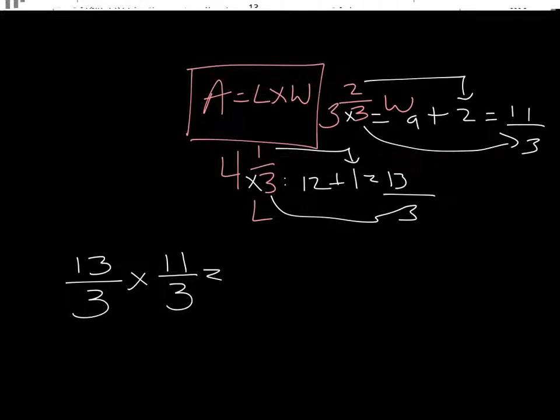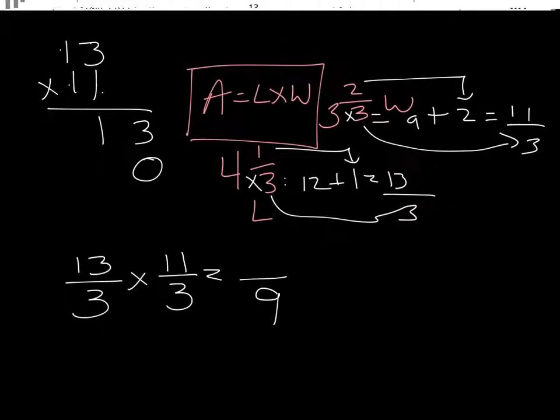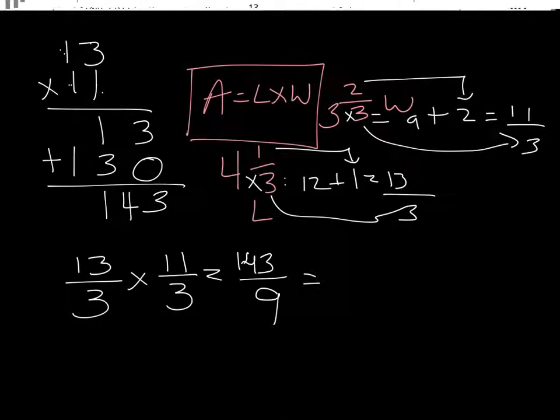We could try to cross cancel that, but there doesn't seem to be anything we can do there. We're going to multiply straight across. Our denominator will be 9. 13 times 11. We're going to do some double-digit multiplication. 3 times 1 is 3, and 1 times 1 is 1. Placeholder down here. 1 times 3 is 3, and 1 times 1 is 1. We're going to add those two columns and get 143 over 9, which is an improper fraction and has to be fixed. So we're going to divide 143 by 9.